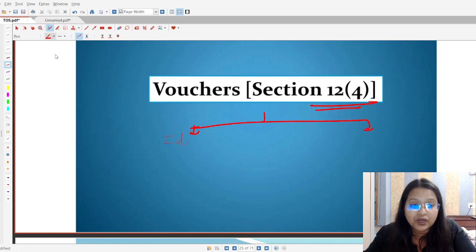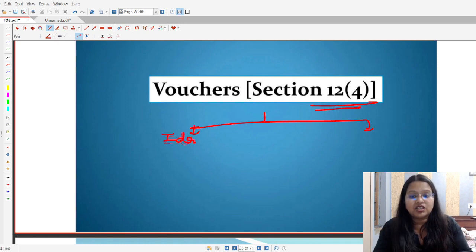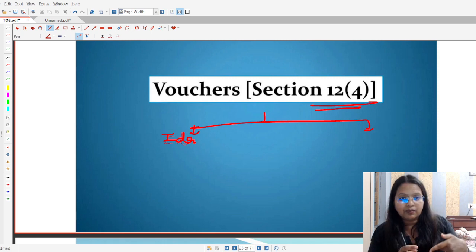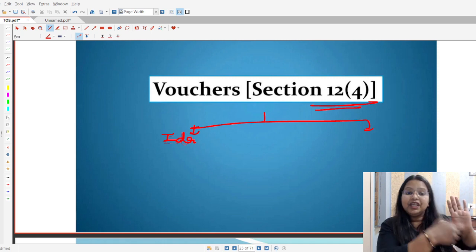Identifiable voucher, what do you mean by the identifiable voucher? Identifiable voucher means that when the supplier is issuing the voucher, they know that the customer will come to us and will purchase the particular product only.